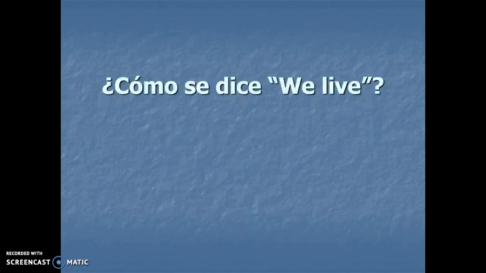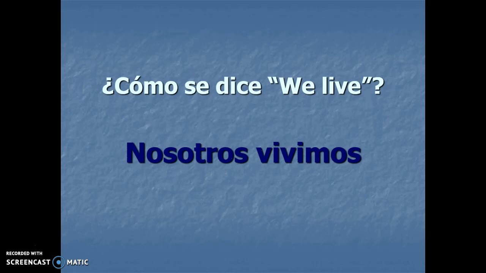Muy bien. Okay? Now let's see if you can do it like this. ¿Cómo se dice we live? If we know the verb vivir means to live, how do we conjugate that to say we live? Go through the different steps. When you think you have it, it is nosotros vivimos. We took off the IR and we added imos. And you should already know this, but nosotros is we.